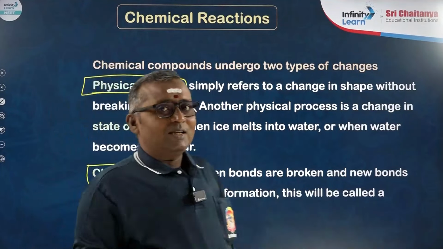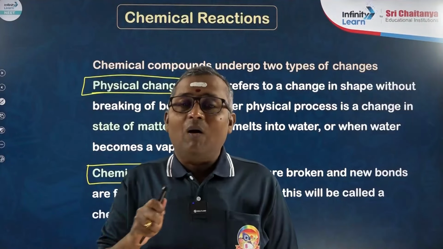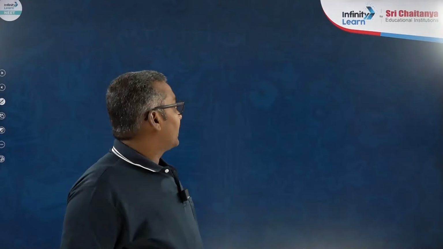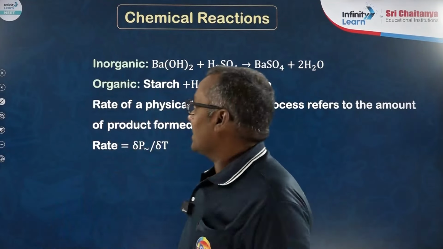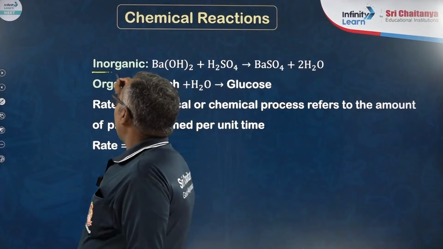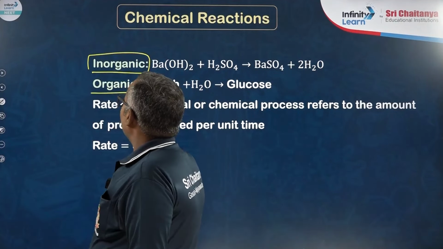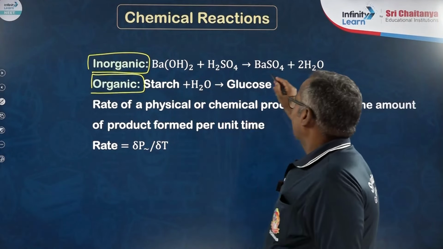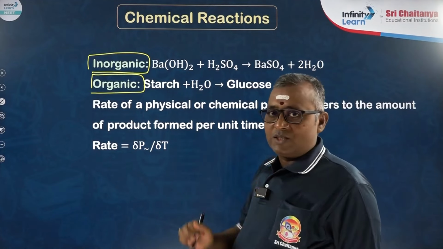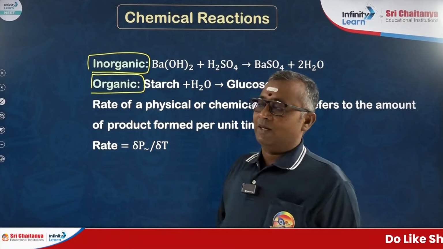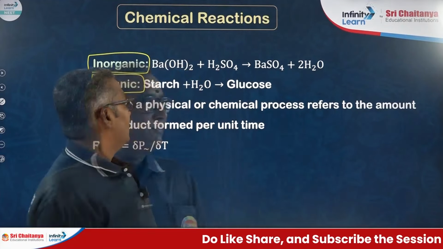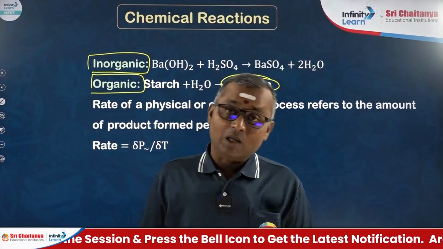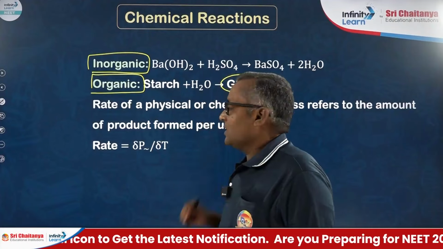In physical changes, there is no bond breaking or making, whereas in chemical changes, there is bond breaking or bond making. These chemical changes are again of two kinds: inorganic chemical reactions and organic chemical reactions. One of the best examples, Ba(OH)2 plus H2SO4 gives rise to BaSO4 plus H2O. This is one example of an inorganic chemical reaction. And hydrolysis of starch leading to the formation of glucose or any monosaccharide is called an organic chemical reaction. That is the difference between these two.